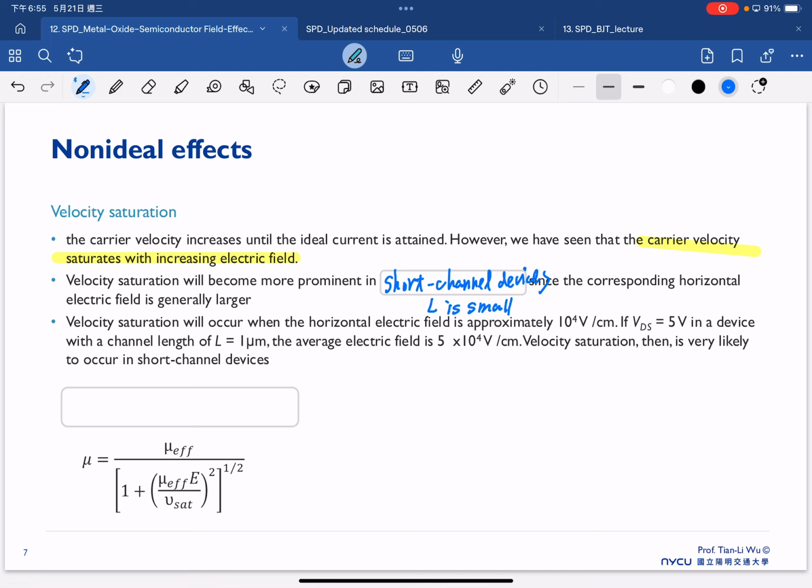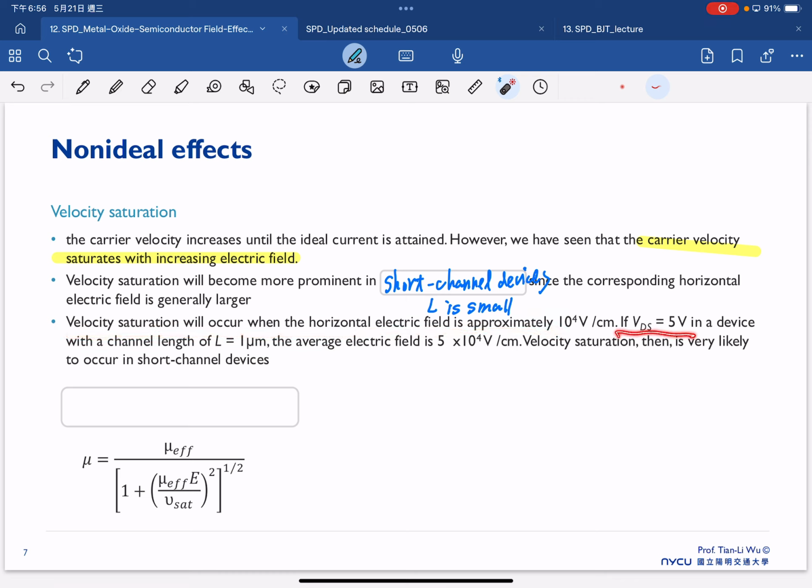Because the channel length is reduced, if you apply the same voltage, you will get a higher electric field. The higher electric field will push the device to approach velocity saturation. Velocity saturation will occur when the horizontal electric field approximately reaches 10^4 volt per centimeter.